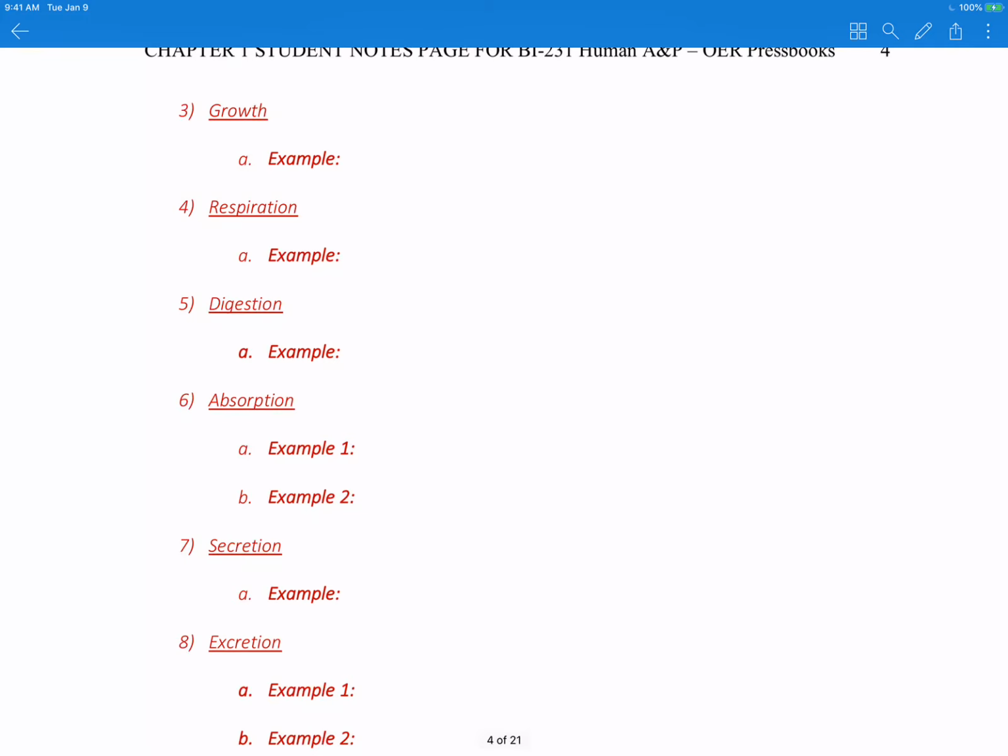The fourth major characteristic of life is respiration. Respiration refers to the exchange of respiratory gases like oxygen and carbon dioxide, and we exchange these respiratory gases between our lungs and the external environment. Examples: inhalation and exhalation are both a part of respiration.